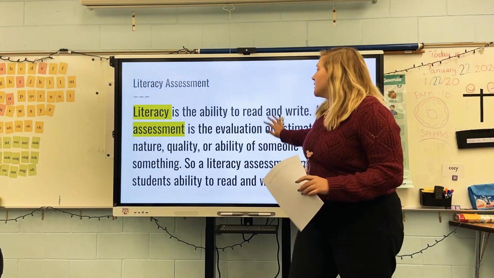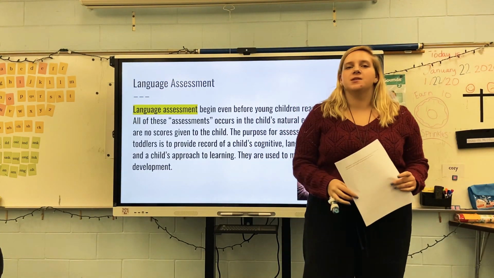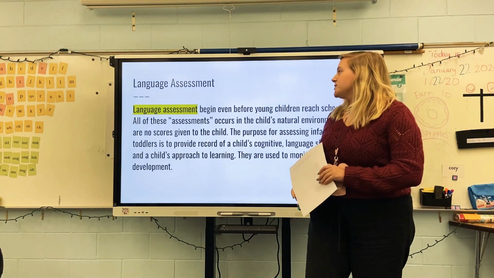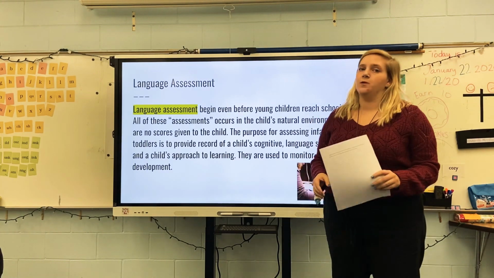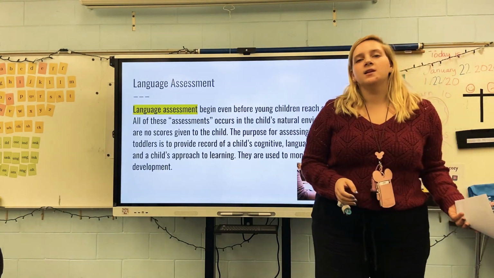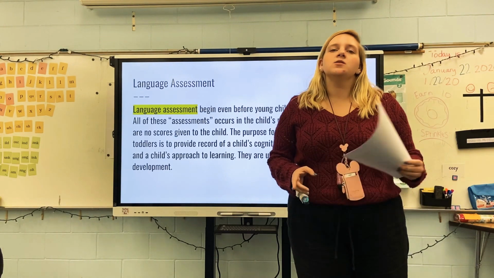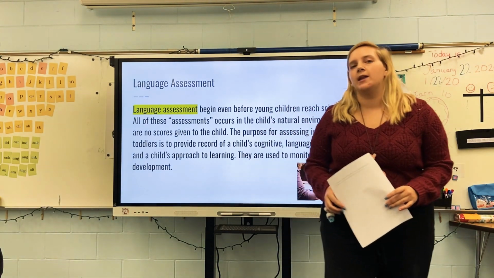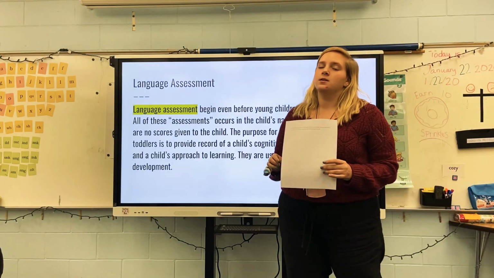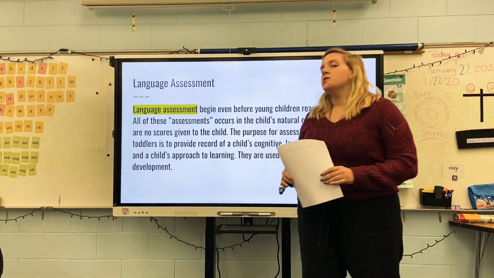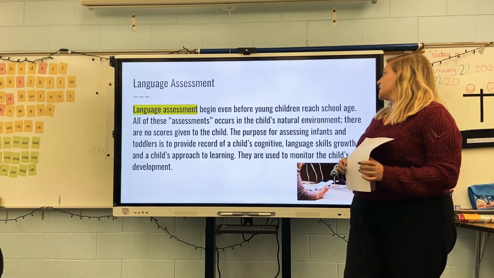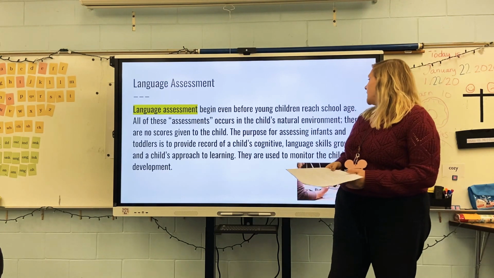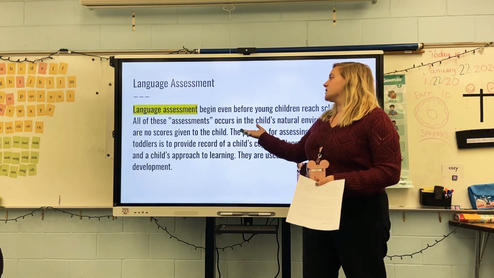The next one we're going to talk about is a language assessment. So language is different than literacy. A language assessment begins even before we begin school, whereas with reading or literacy assessments, students who haven't begun school yet aren't developmentally ready to be reading or writing, but they are developmentally ready to be using language. So a language assessment begins even before young children reach school. All of these assessments occur in the child's natural environment. There are no scores given to the child.